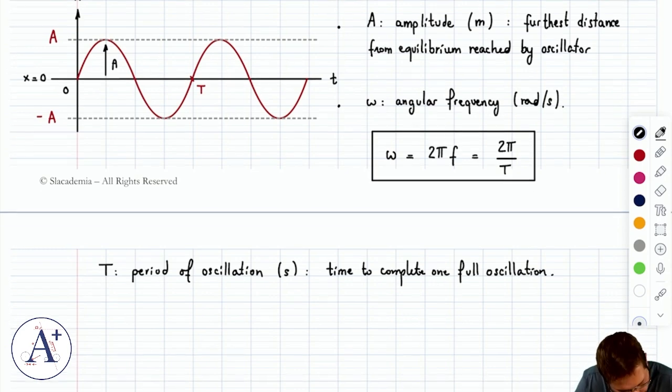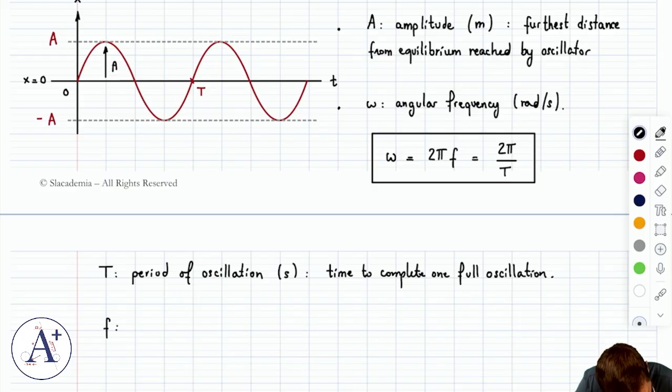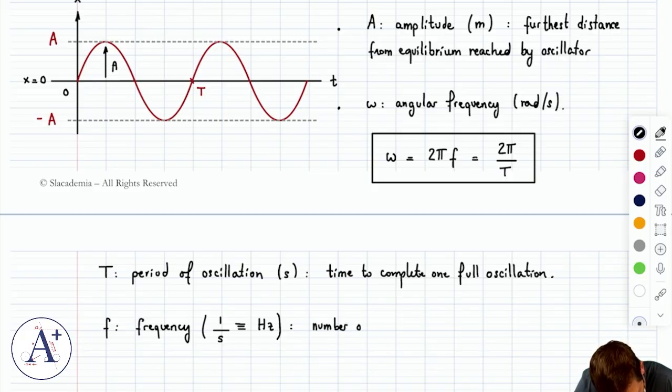And then f is the frequency. Now frequency is going to be in 1 over seconds, which is hertz. This is the number of oscillations completed per second.